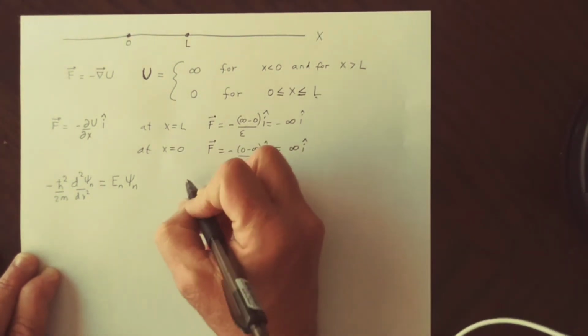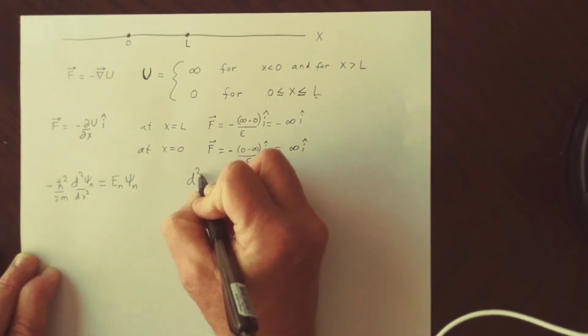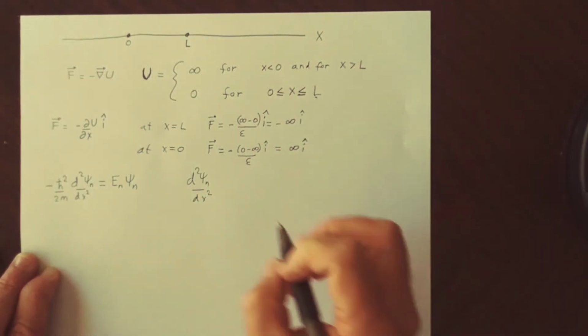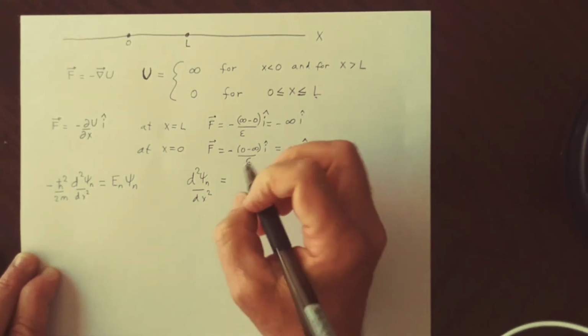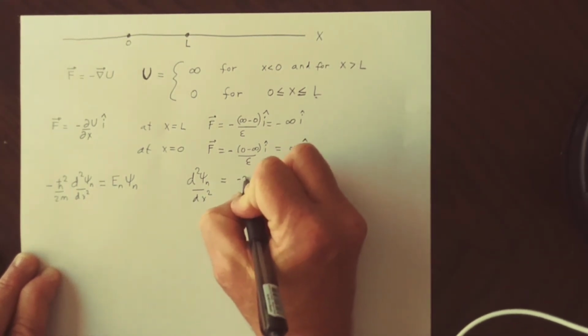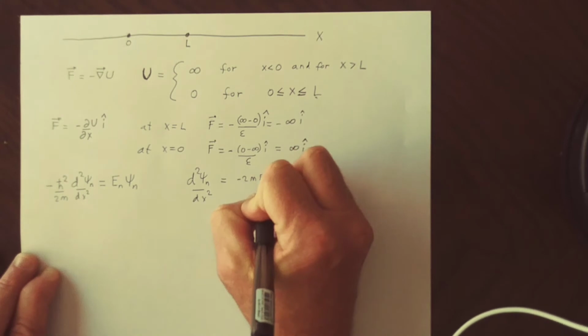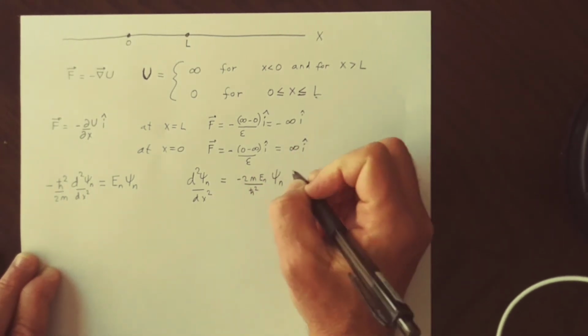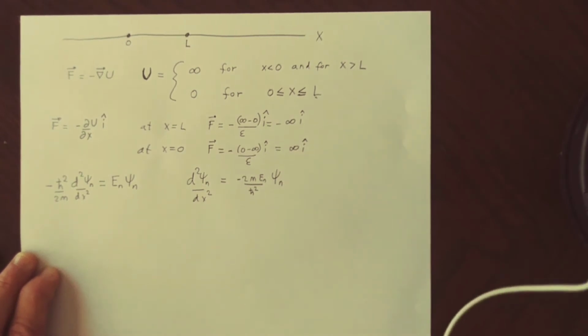So we write this as two derivatives in psi, and that's equal to minus 2m times the energy over h bar squared times the spatial part of the wave function, psi n. We'll just call it the wave function.